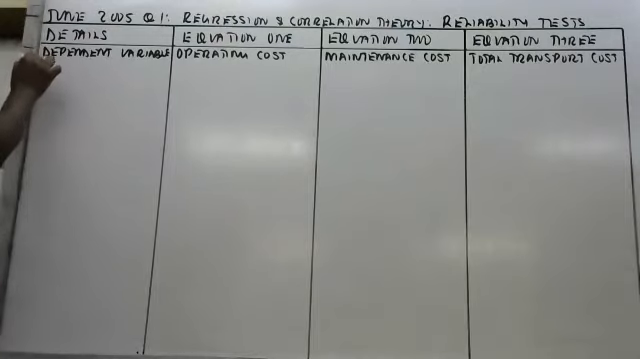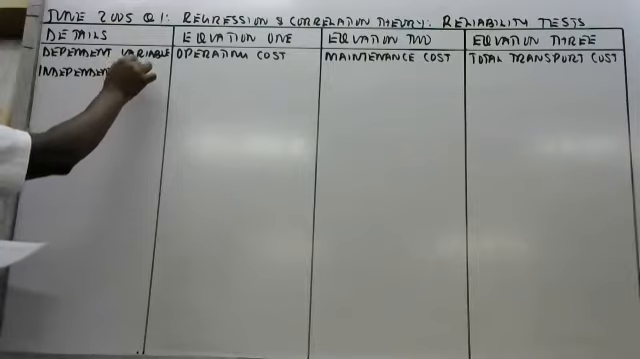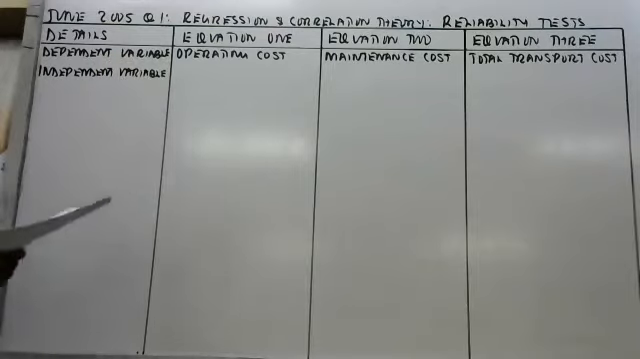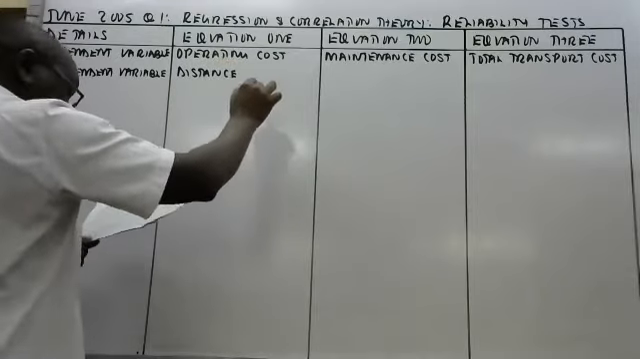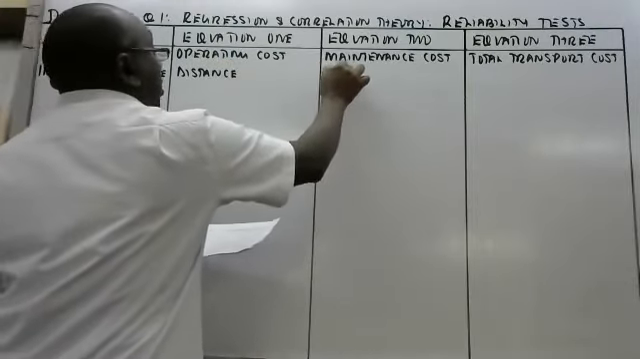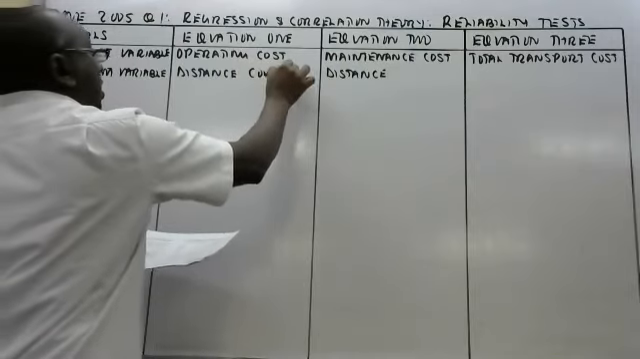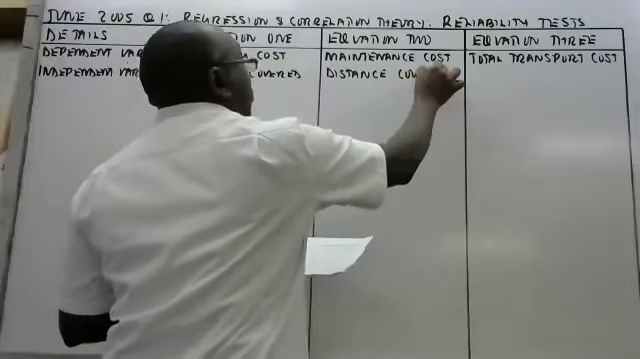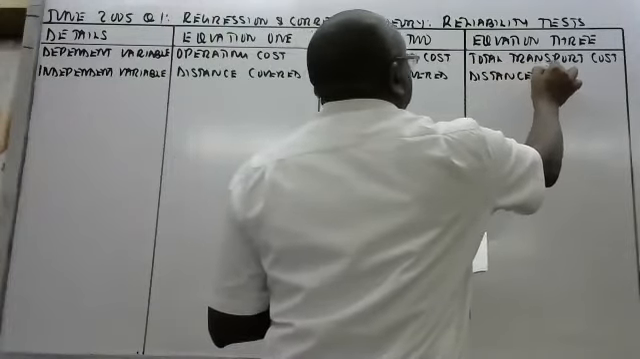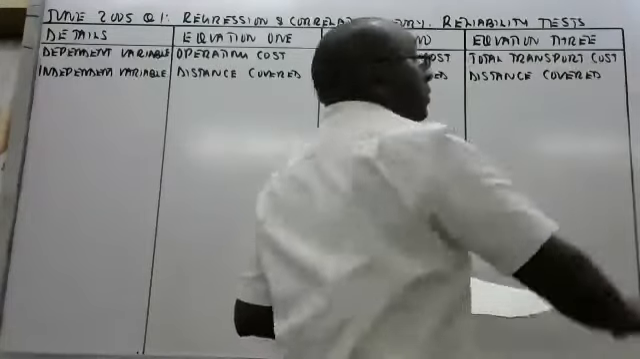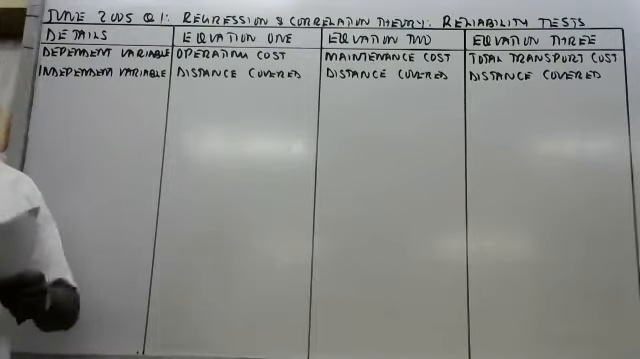The next thing that you need to identify is the independent variable x. In equation one, it is distance, as you can see there. Equation two, it is also distance covered. I think I need to be complete, not just distance, but distance covered. And also in equation three, it is distance covered.